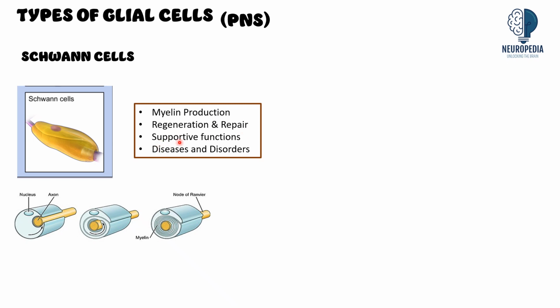They also have supporting functions. So they provide a supportive environment for axons by supplying essential nutrients and growth factors. They also guide and direct axon growth during development and regeneration. Lastly, let's see what their role is in diseases and disorders. If there is dysfunction in Schwann cells, it can lead to various peripheral nerve disorders including Charcot-Marie-Tooth disease, etc. These conditions can result in muscle weakness, sensory loss, and other neurological symptoms.